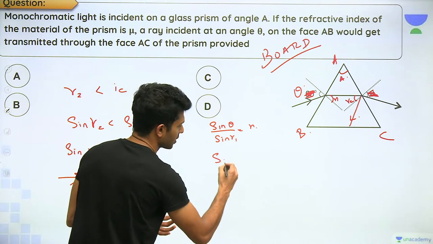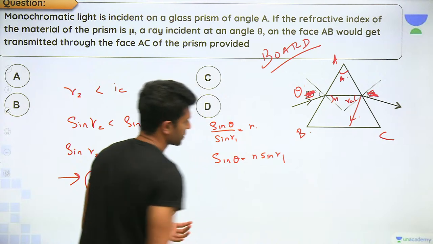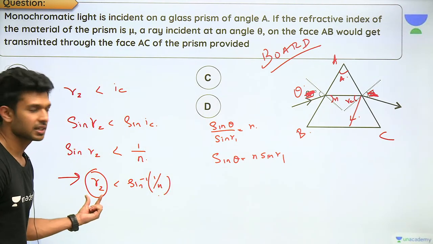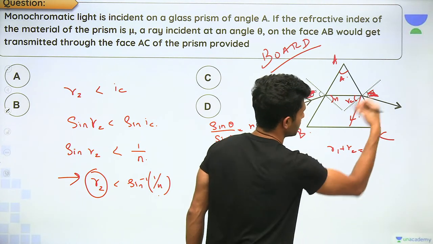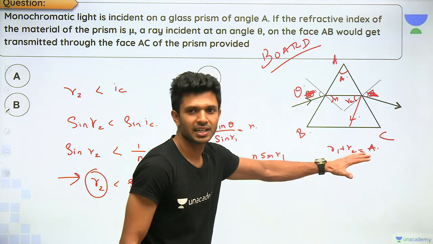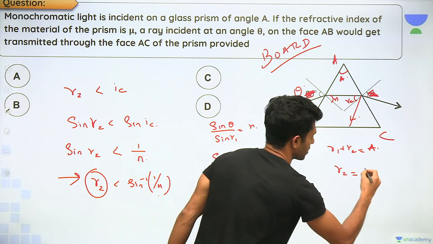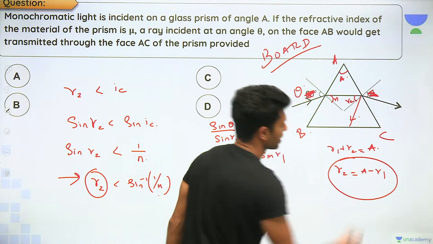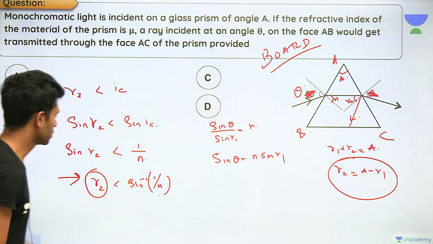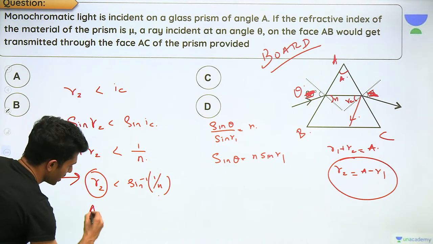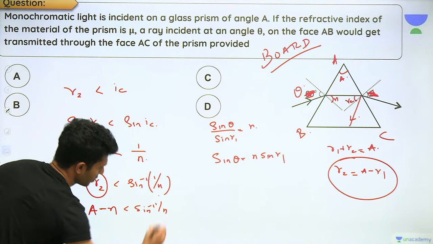Look, sine theta is equal to N times sine R1. Can I introduce R1 here? Absolutely. How many of you do remember R1 plus R2? Yesterday's topic was A. Do you remember? R1 plus R2 is equal to A. So, R2 is equal to A minus R1. You will be remembering this also. So, I am just going to use it over here. R2, which is A minus R1, is lesser than sine inverse of 1 by N.